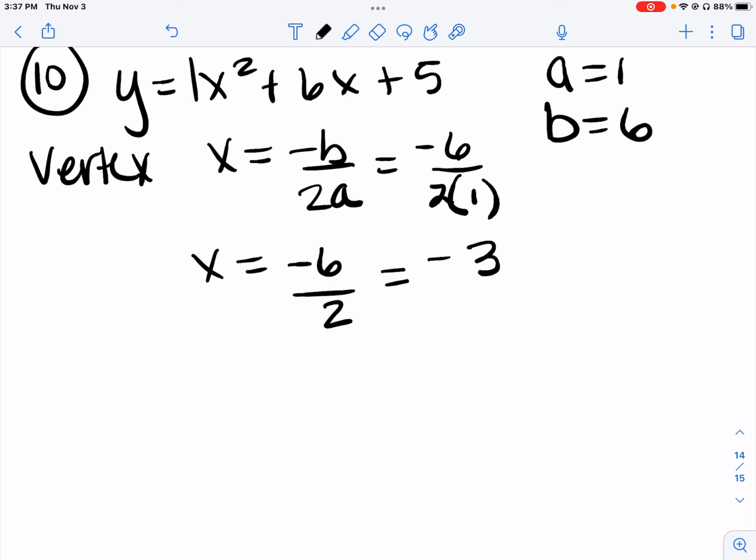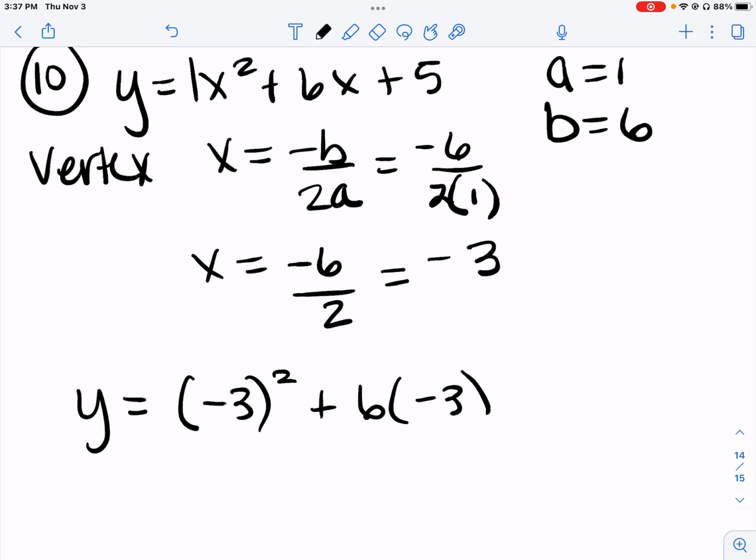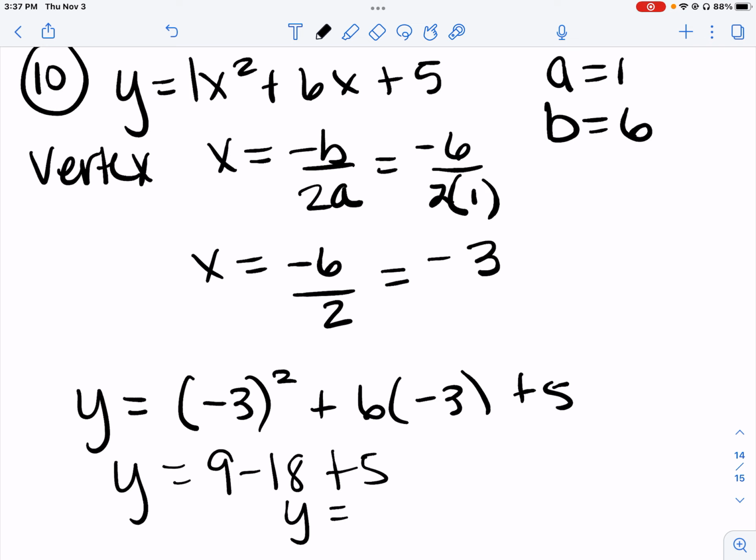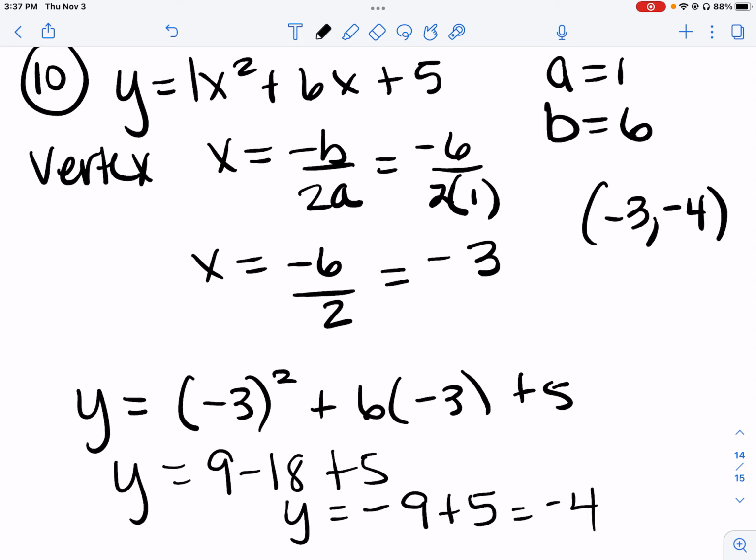Okay, I'm going to go ahead and find y. Y is x squared plus 6 times x plus 5. So that's 9 minus 18 plus 5 is -9 plus 5 is -4. Okay, so I know my vertex, x is -3, y is -4.